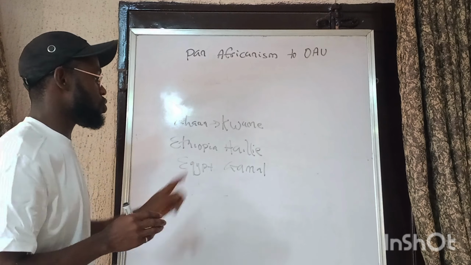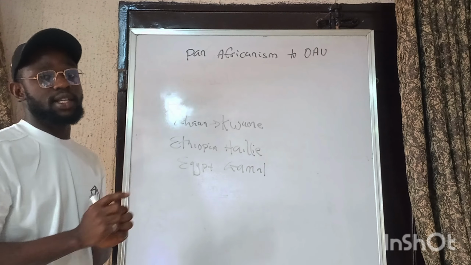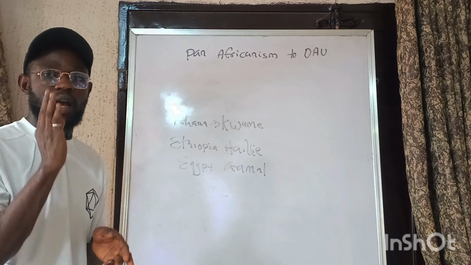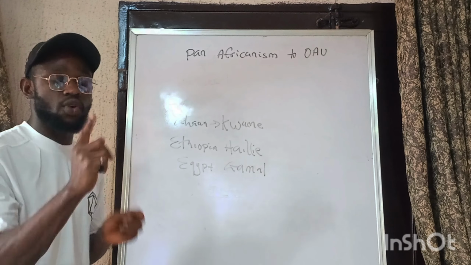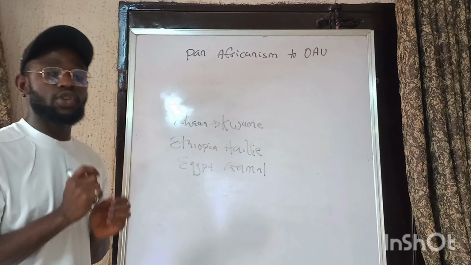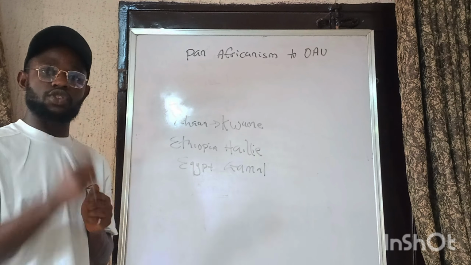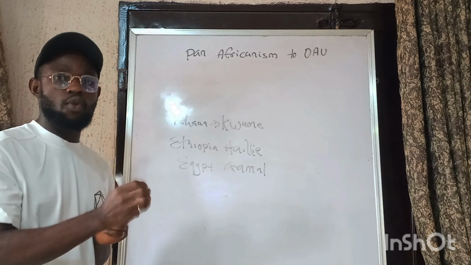But don't forget, the OAU focused on the same ambition of Pan-Africanism. The OAU was dominated by Africans and it focused on bringing unity to Africa, not just that, helping African countries to fight for independence. The next thing we'll talk about will be the organs of the OAU.